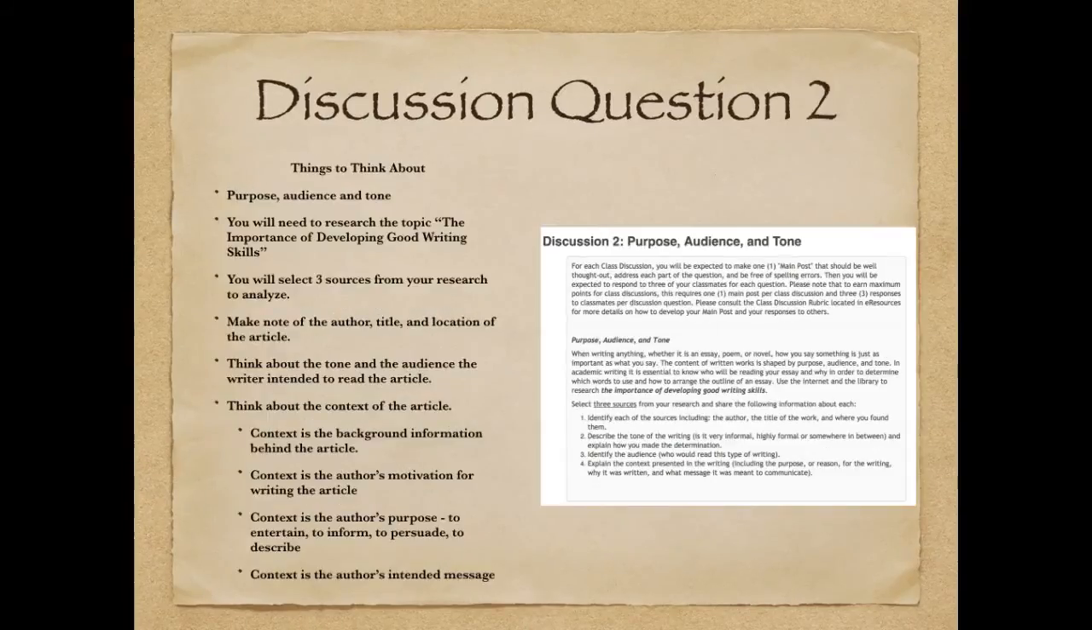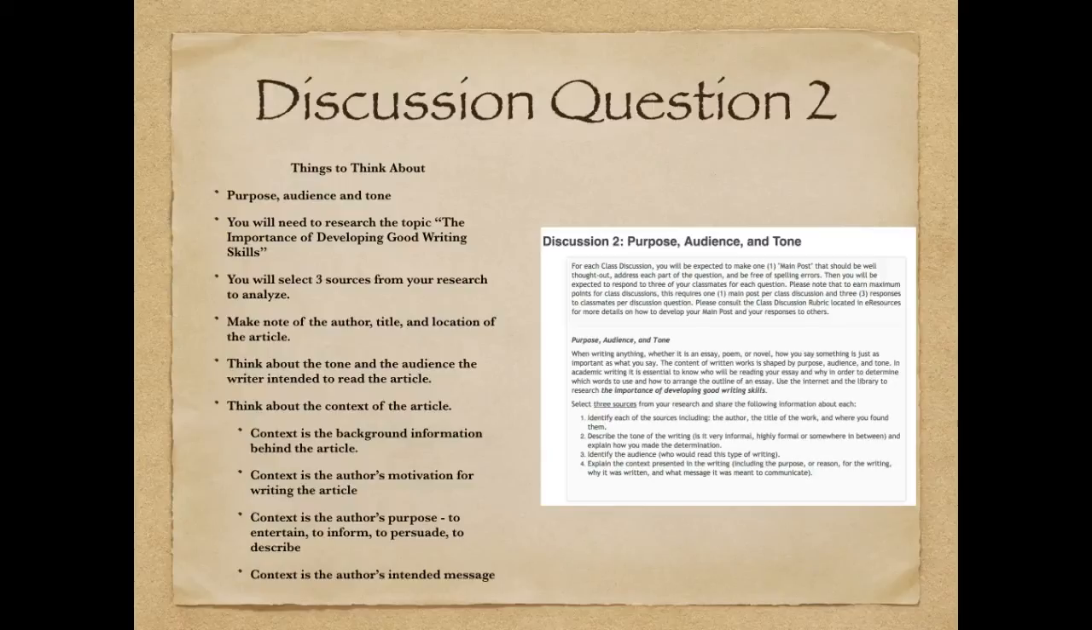Let's talk about discussion question 2. The prompt reads, purpose, audience, and tone. When writing anything, whether it is an essay, poem, or novel, how you say something is just as important as what you say. The content of written works is shaped by purpose, audience, and tone. In academic writing, it is essential to know who will be reading your essay and why in order to determine which words to use and how to arrange the outline of an essay.